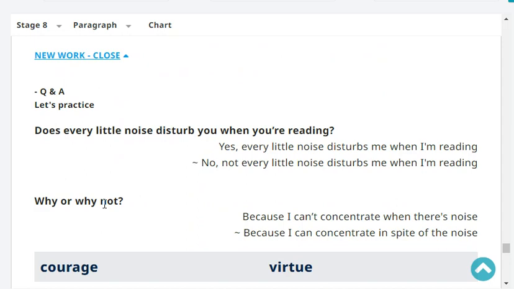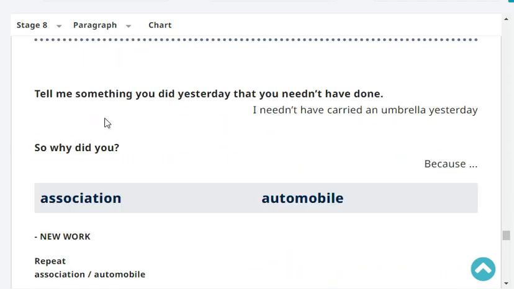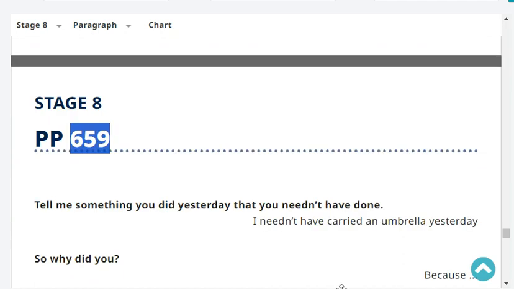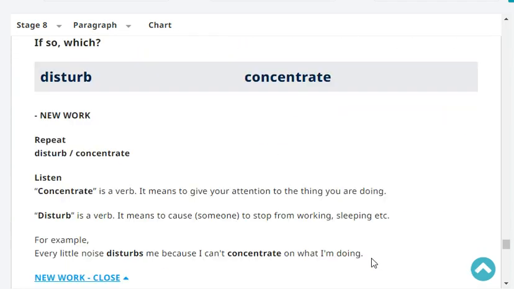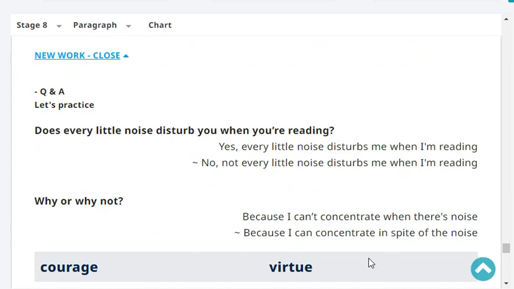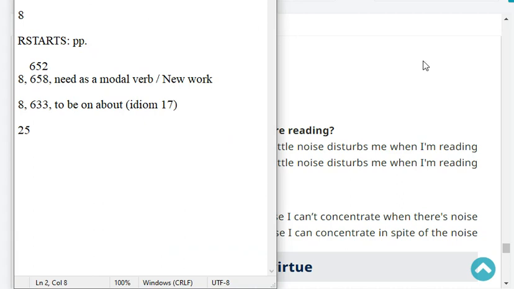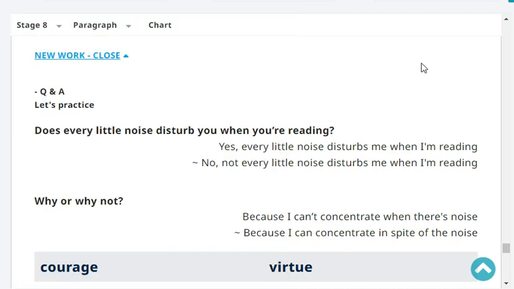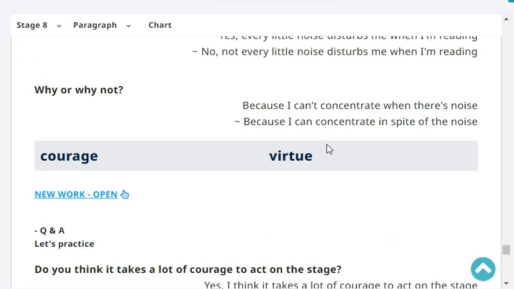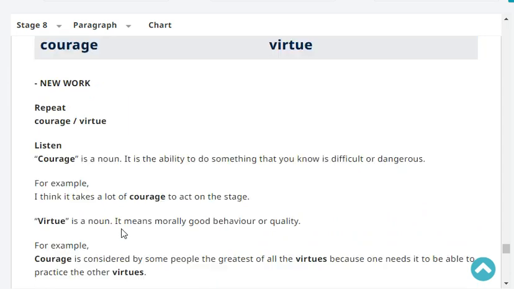Let's practice. Does every little noise disturb you when you're reading? Yes or no? Yes. Every little noise disturbs me when I'm reading. Why? Because I can't concentrate when there's noise. Very good.